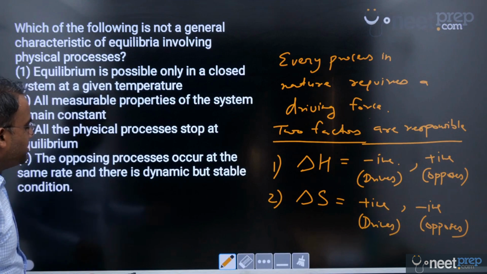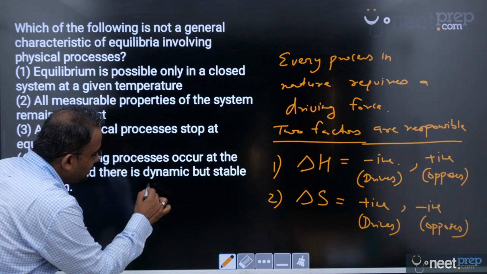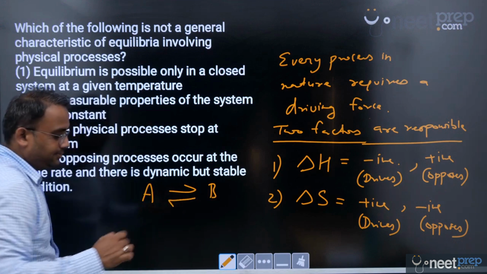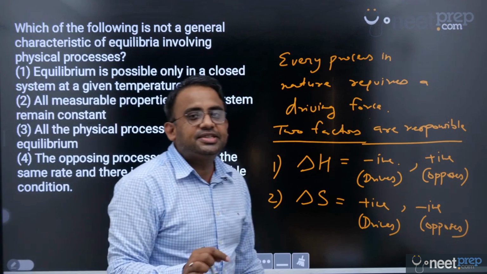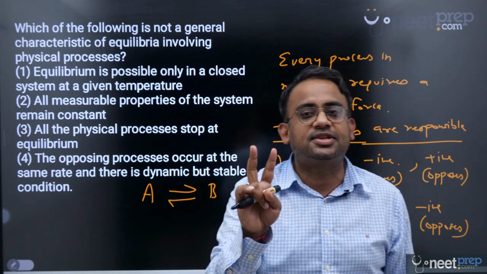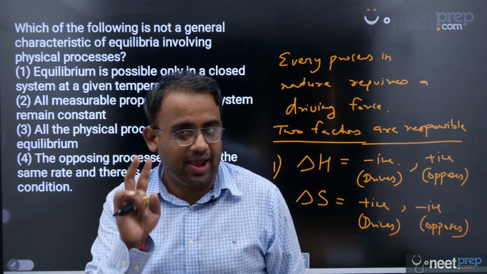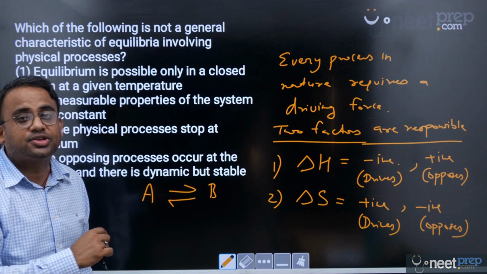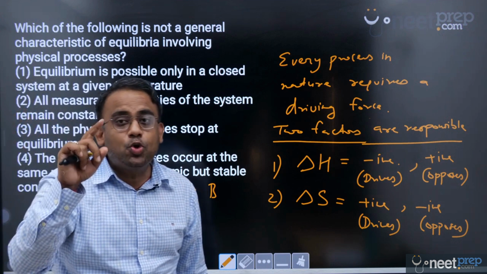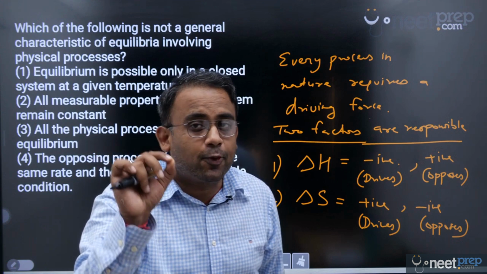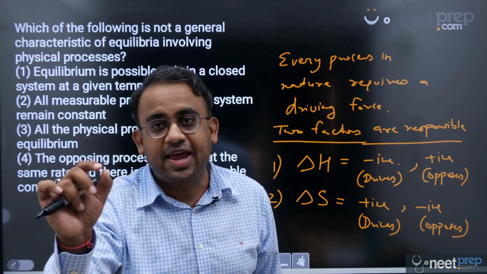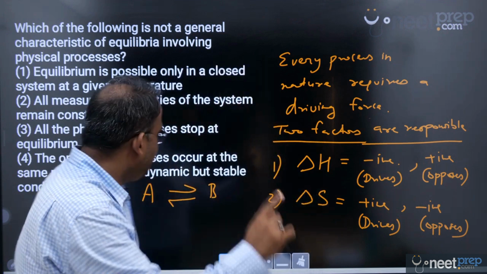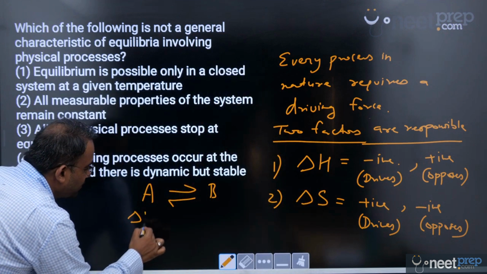Now, as far as equilibrium is concerned, we have two processes. Let's say A is giving us B and B is giving us A, which means that we have two processes simultaneously going on here, one in the forward direction, another in the backward direction. So I'm going to have a driving force for the forward process and a driving force for the backward process.